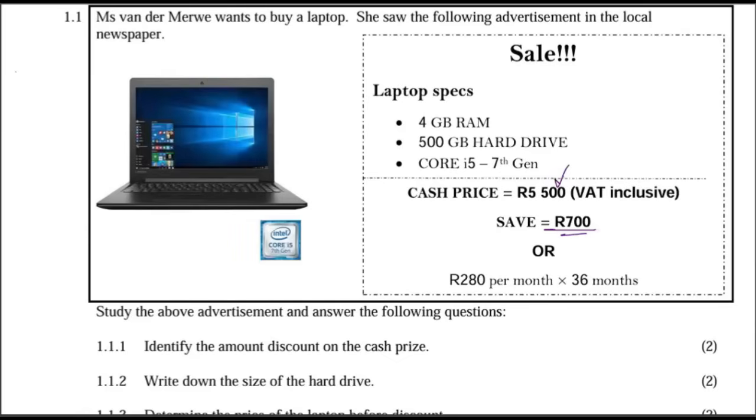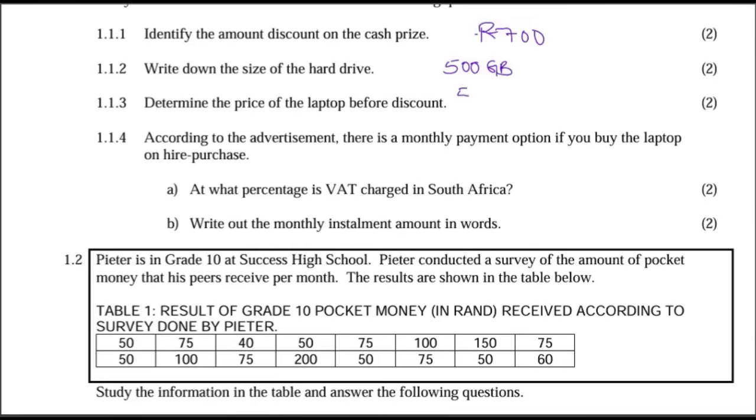Then determine the price of the laptop before discount. So it's now at 5,500. You're saving 700. What was it before? So what we're going to do, it's 5,500 plus the 700. The answer becomes 6,200.